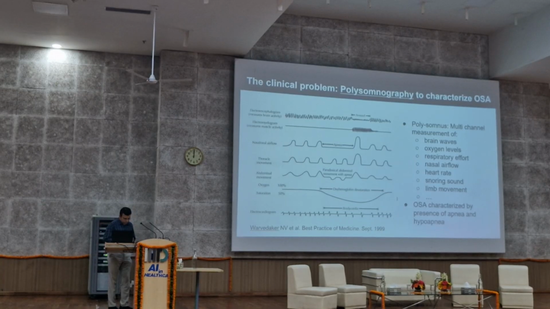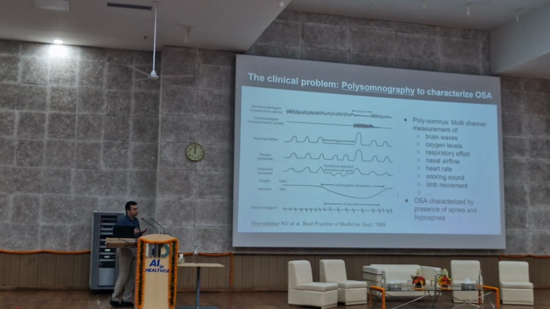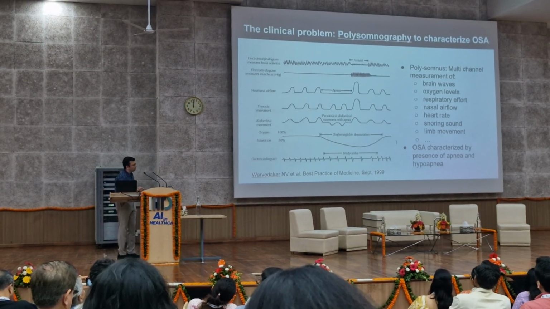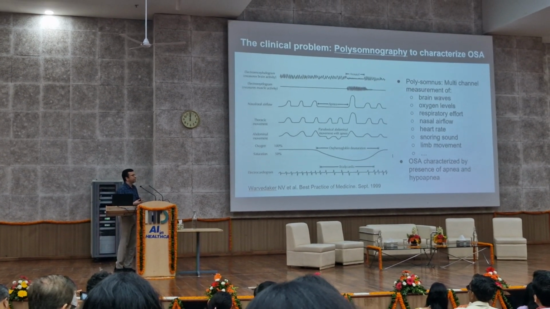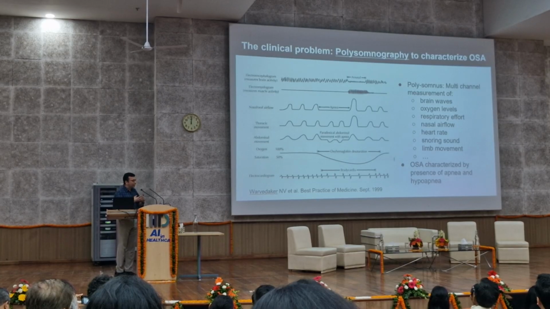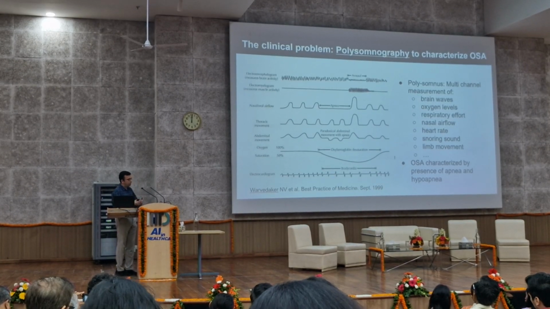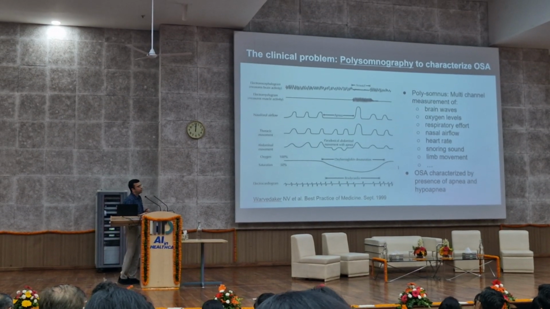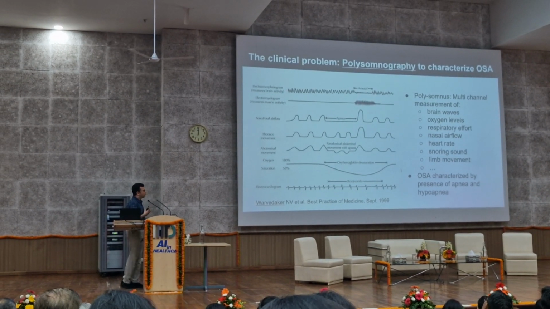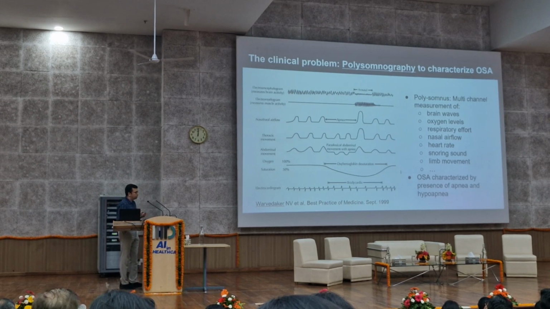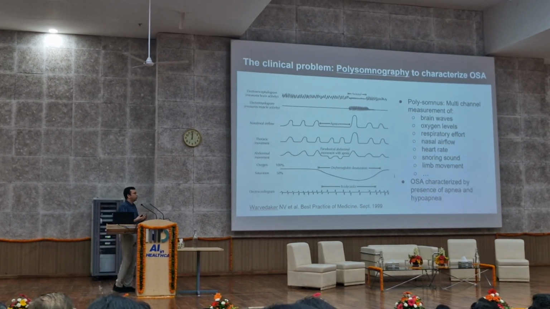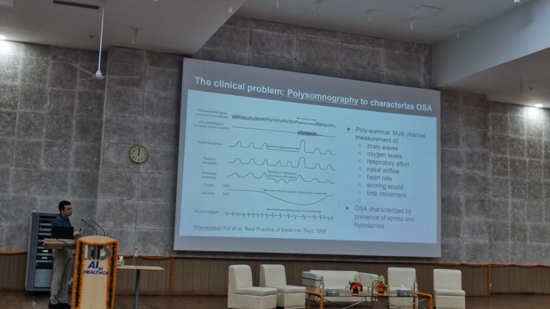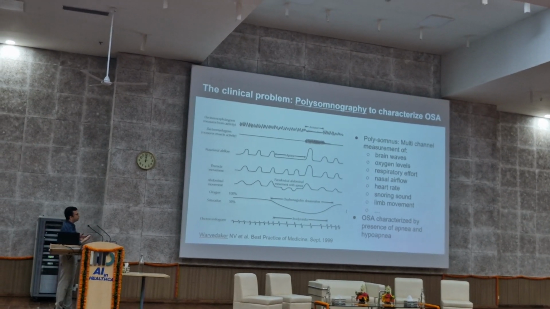So what does a polysomnography plot generally look like? Polysomnography, in its word, is polysomnus. It's a Latin-Greek word which means multiple channels. So that's what it has in its name itself, and it's measuring brain waves, oxygen levels, the respiratory effort, the nasal airflow, the amount of oxygen that's flowing in, whether or not you're snoring, and whether or not your limbs are moving. That's overall a big picture of what this instrument tries to measure.